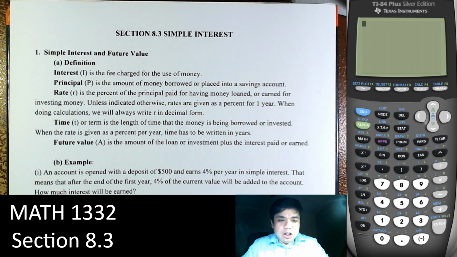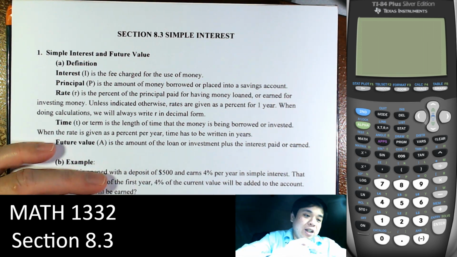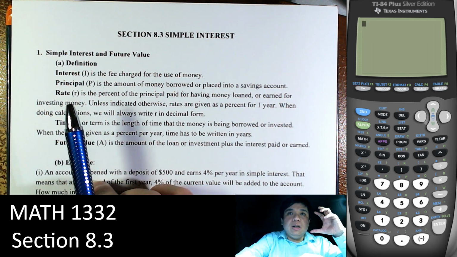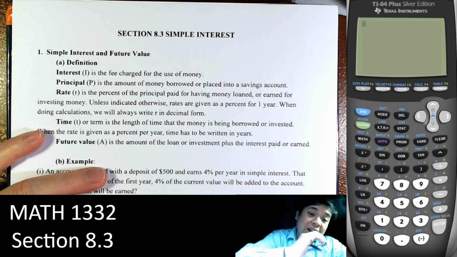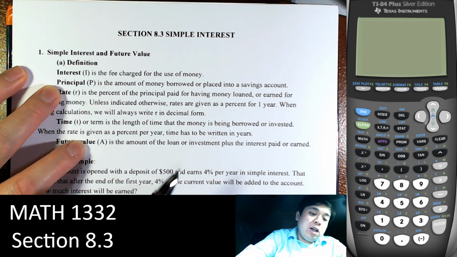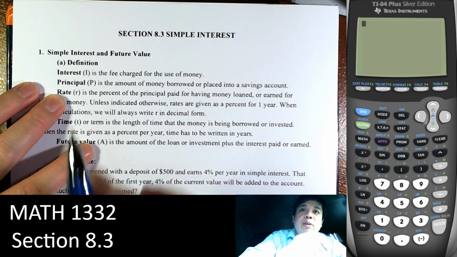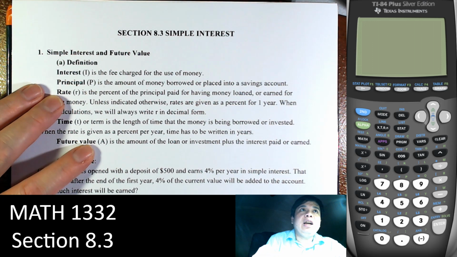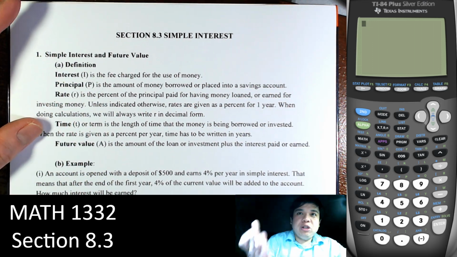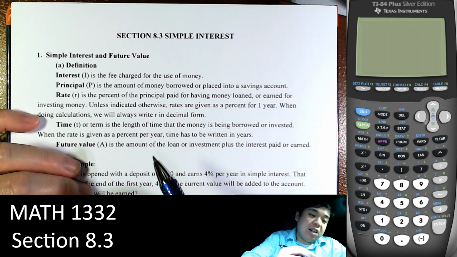Simple interest is the interest charged only based on the original amount and not compounding. We'll talk about that in the next section, but here are some terms. The interest is the fee charged for the use of money. For example, if we borrow money from somebody, we should pay back the original amount and then maybe some interest, some percentage of that.